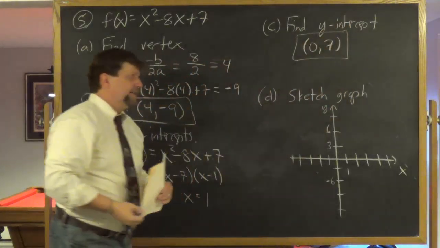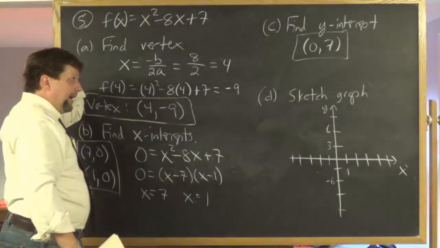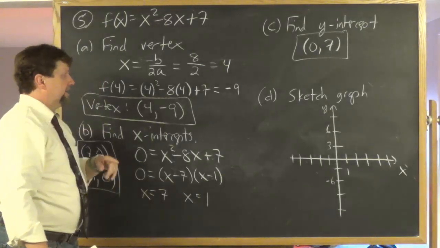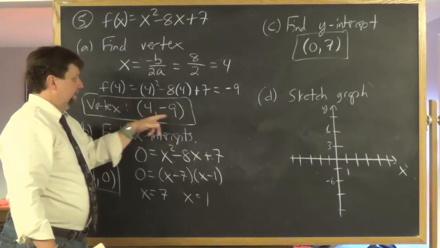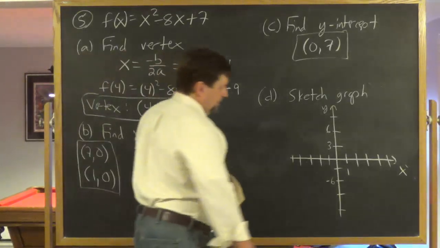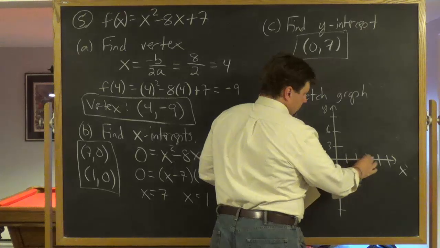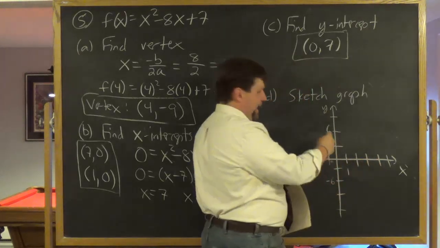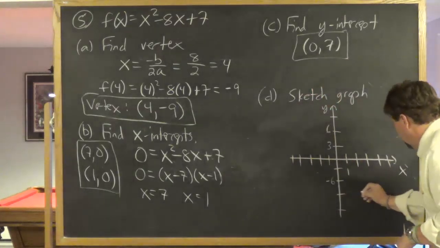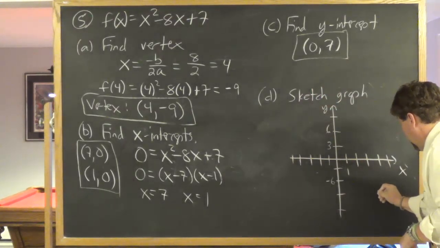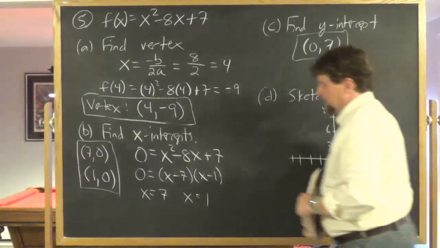And now part D, sketch a graph, and we're going to use the information that we gathered in parts A, B, and C. So let's start off by plotting the vertex. It's at 4, negative 9. 1, 2, 3, 4, negative 9. I scaled my y-axis by 3s. It's negative 3, negative 6, negative 9. So I'm going to say about right there is the vertex.